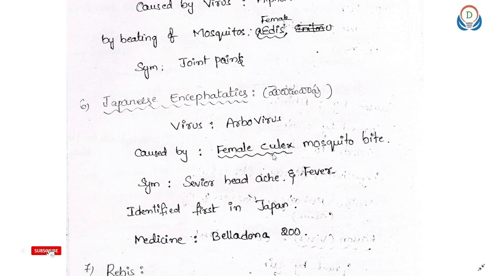We get this disease by the bite of a female Culex mosquito. And the symptoms, what can be seen? Severe headache and fever. We get a severe headache and fever. This was first identified in Japan.